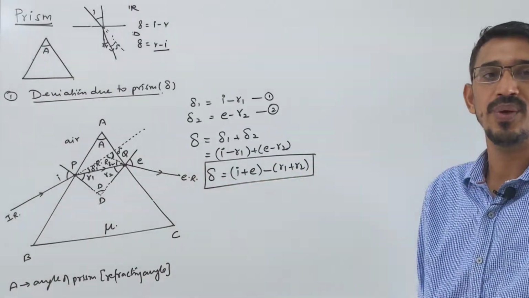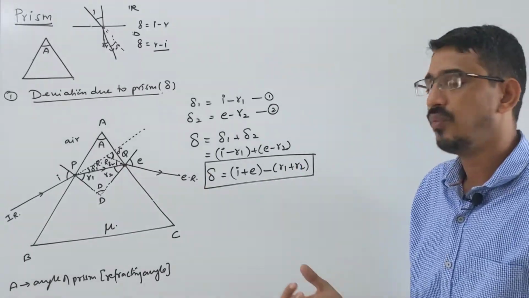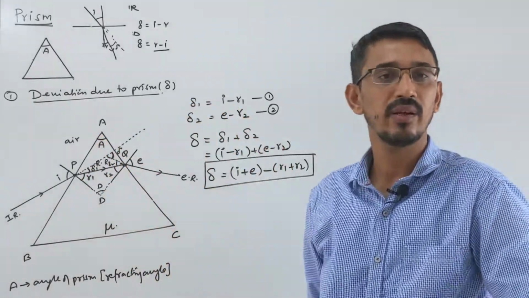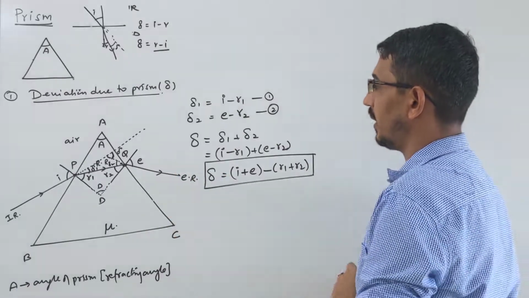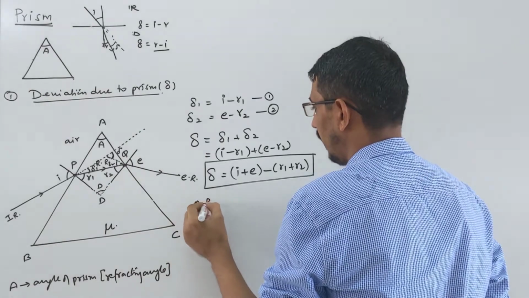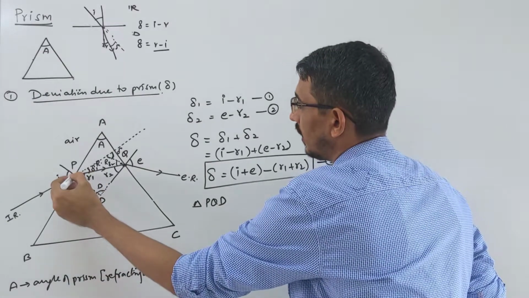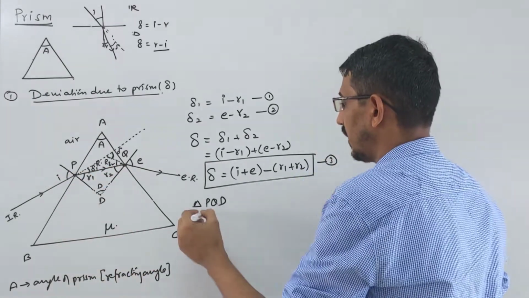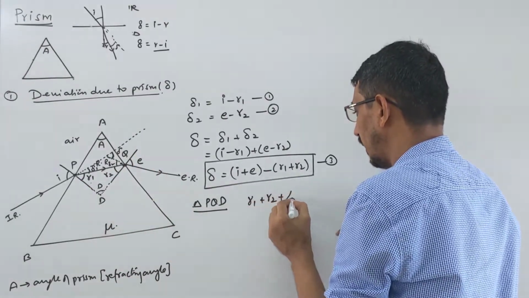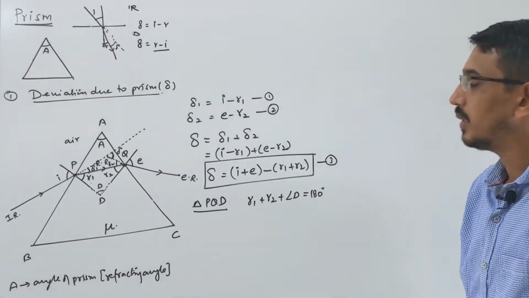This is the general formula. Now what we can do is replace this R1, R2. Generally we don't know the angle of refraction, but we know the angle of the prism. So we write this answer in terms of the angle of the prism. How? Let's see, some geometry you have to write here. Look at this triangle P, Q and D. Let's say this is equation third. In this small triangle we have three angles: R1, R2 and D. So R1 plus R2 plus angle D should be equal to 180 degrees.